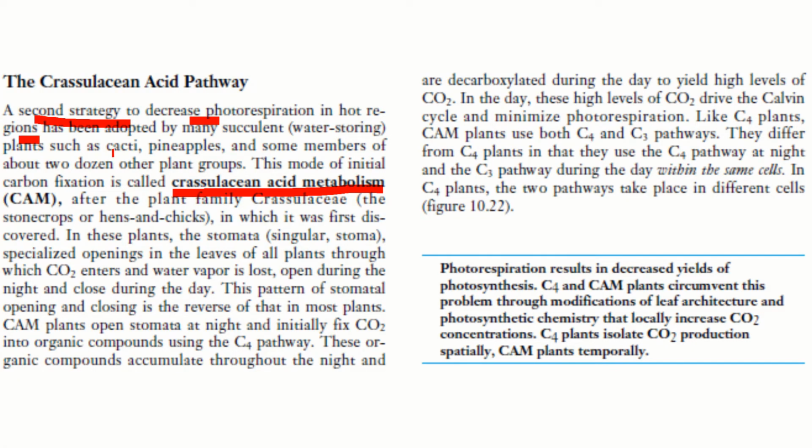It is taking place in succulent plants, for example, cactus, pineapple, etc. You are very much familiar with the pineapple, and we call it crassulacean acid metabolism because it was discovered for the first time in the members of the family Crassulaceae. It's very simple. The stomata, the openings through which the gaseous exchange is taking place, are opened during the night and they are closed during the day.